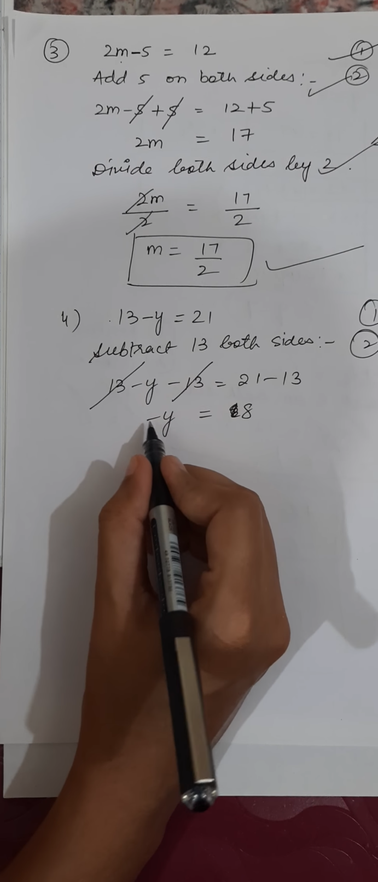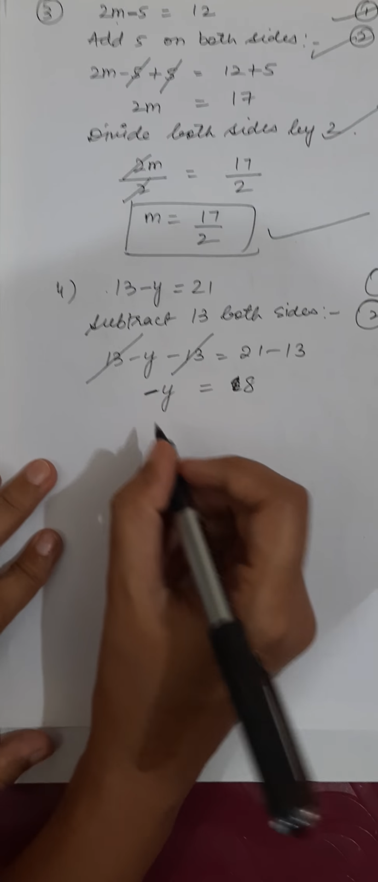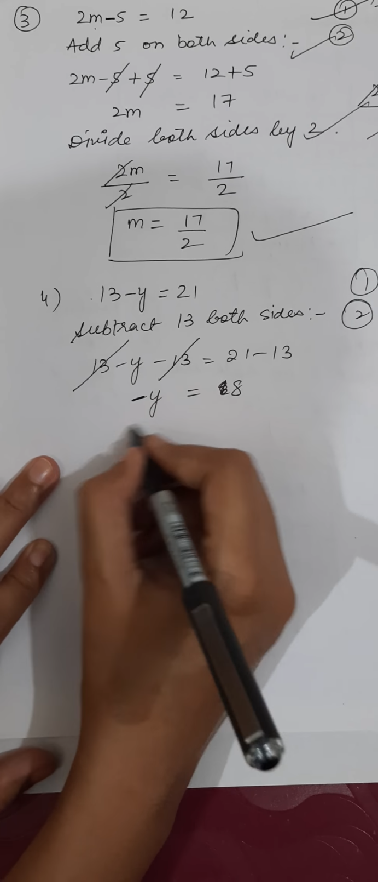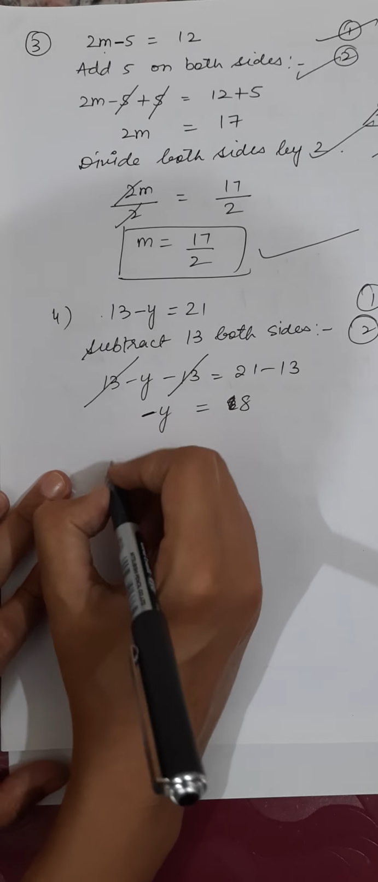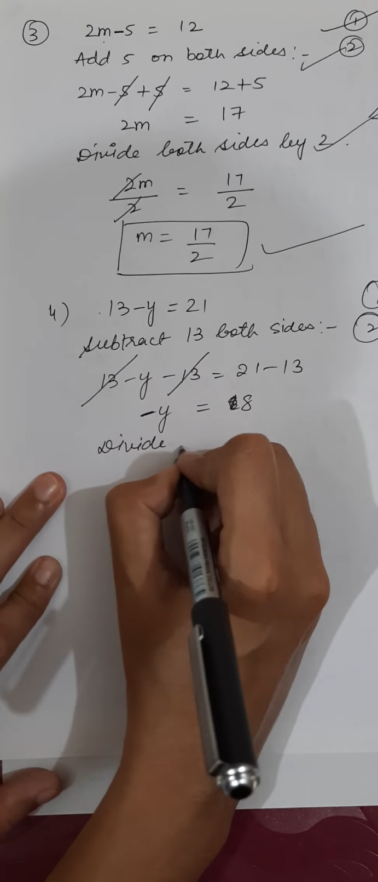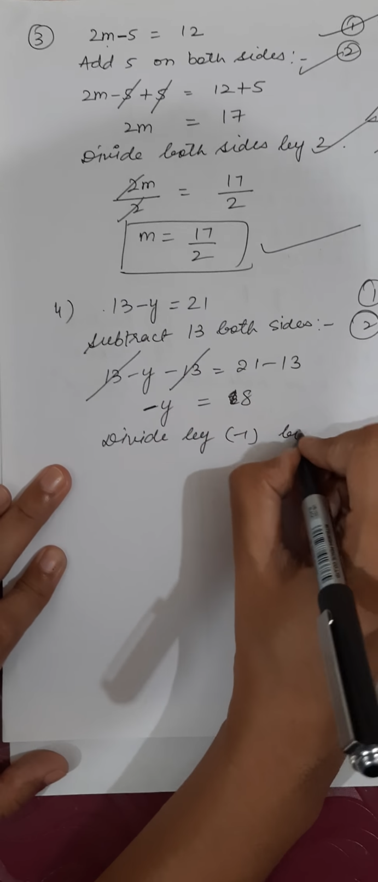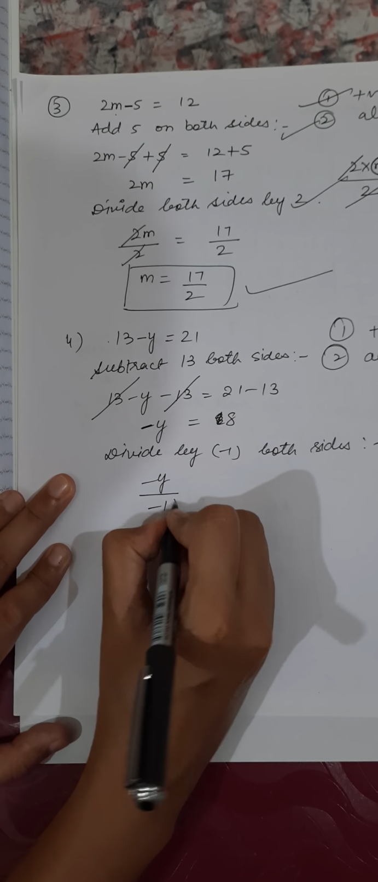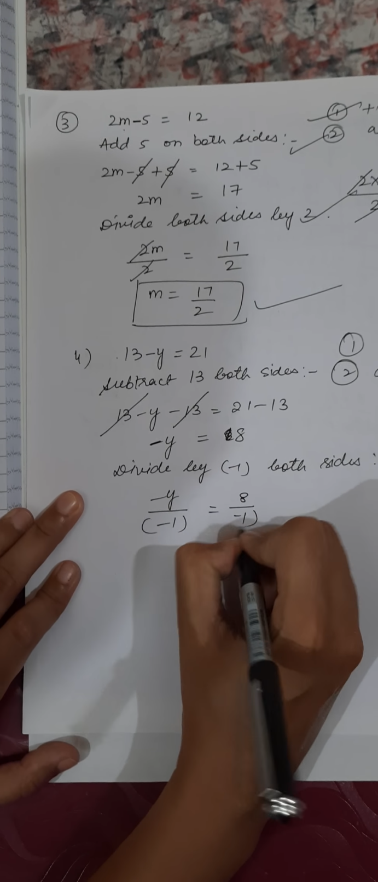Now because this minus sign has to be changed to positive, right? So what I am going to do, I am going to divide both sides by minus 1. Why by minus 1? Let's see. Divide by minus 1 both sides. Minus y upon minus 1 equals 8 upon minus 1.